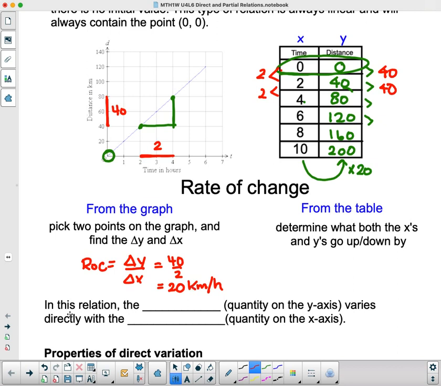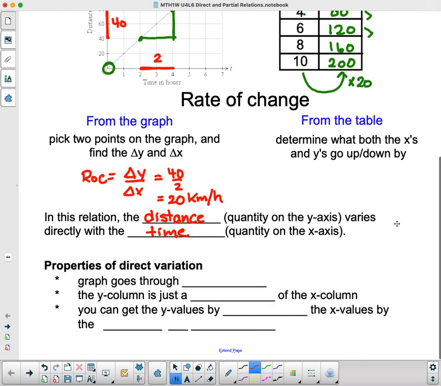In this relation, the quantity on the y-axis, so the distance, that's what's on the y-axis, varies directly with the quantity on the x-axis, that is time. The distance varies directly with time. They're going 20 kilometers every hour.